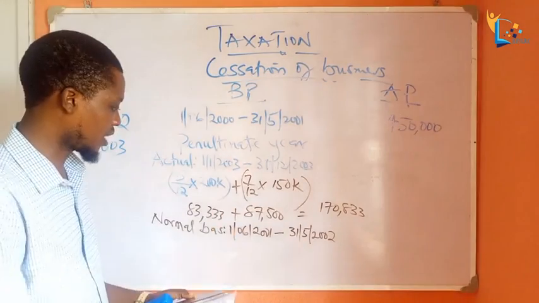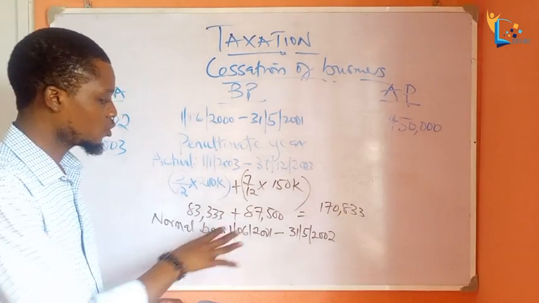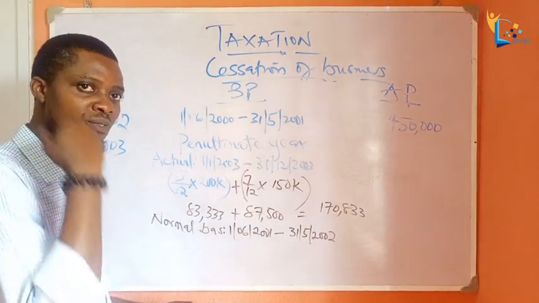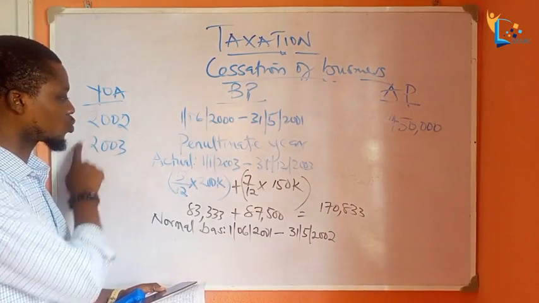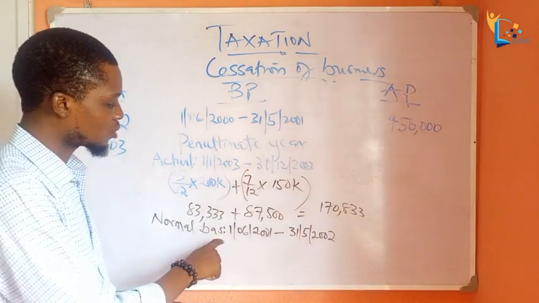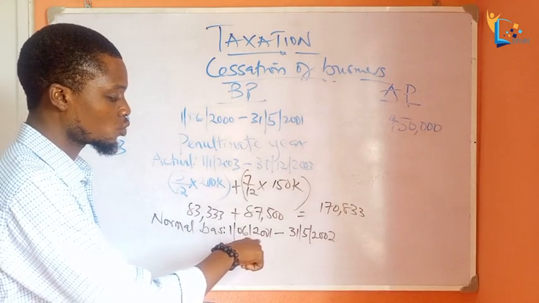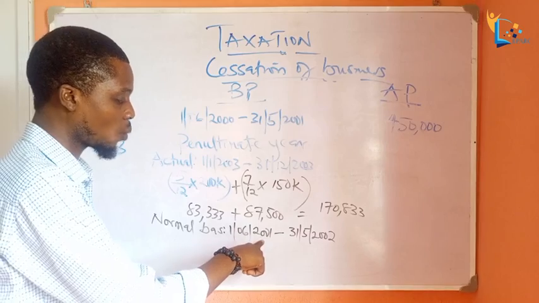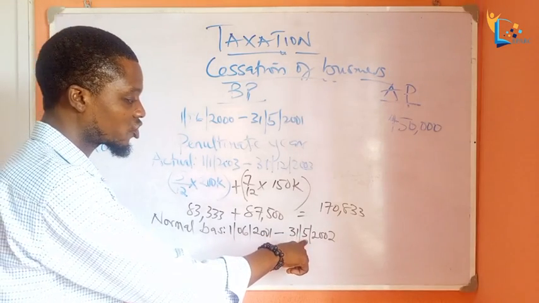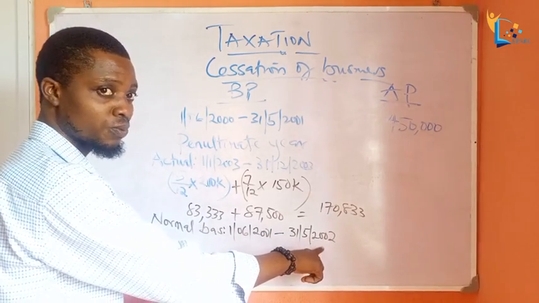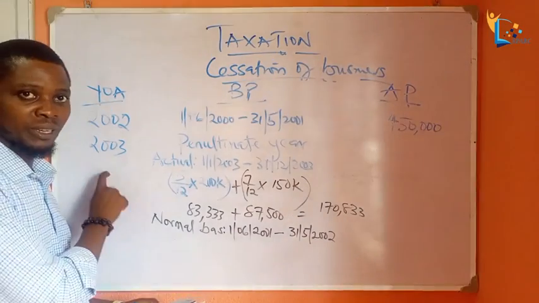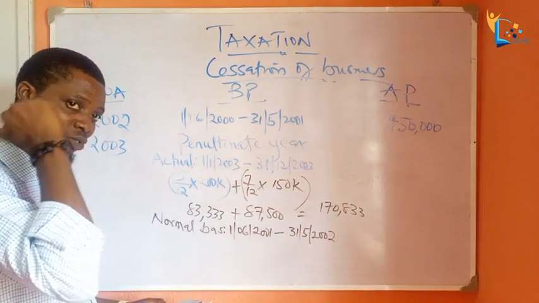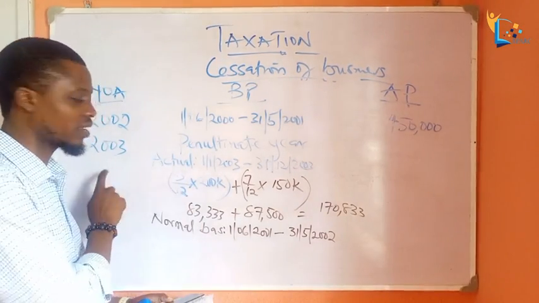Normal basis is the same thing as preceding year basis, okay? So preceding year basis is the year before the year of assessment. So our penultimate year is 2003. Therefore, our normal basis will be 1st of June 2001 to 31st of May 2002. The 12 months before the year of assessment. The first 12 months immediately before the year of assessment.